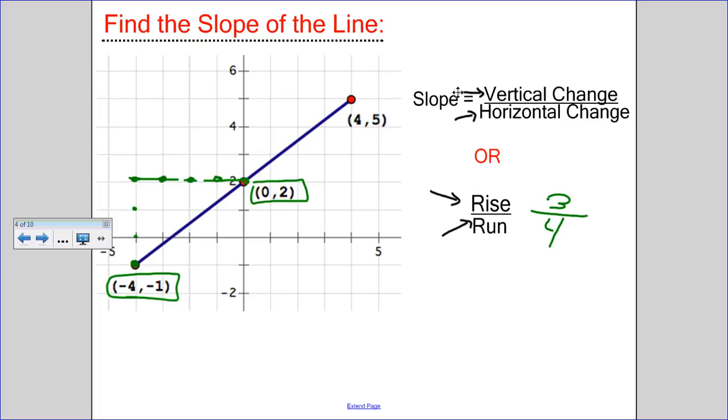Let's try this again from point 0, 2 to 4, 5. We must first rise up 1, 2, 3, and run 1, 2, 3, 4. So we could say the slope of this line is 3/4.